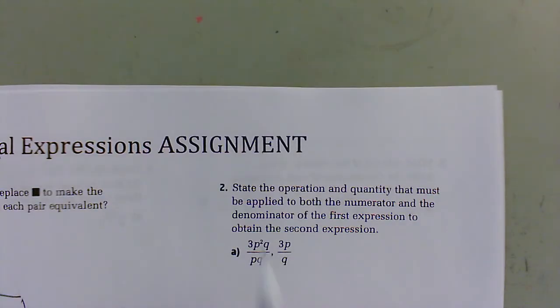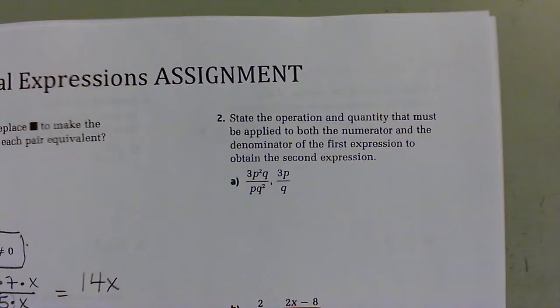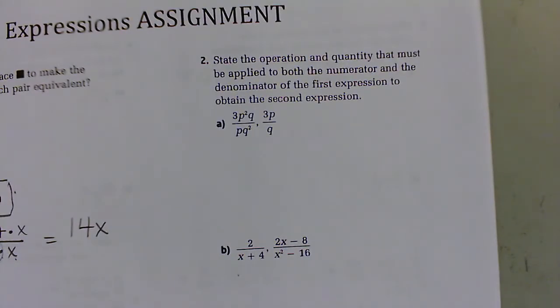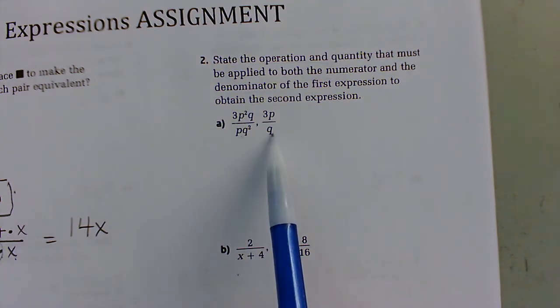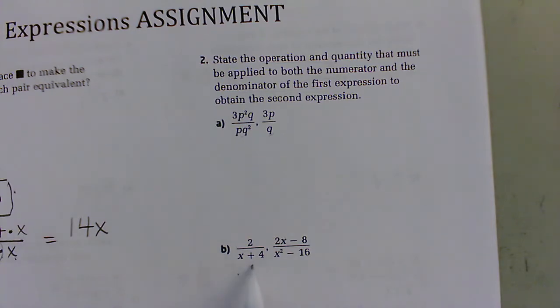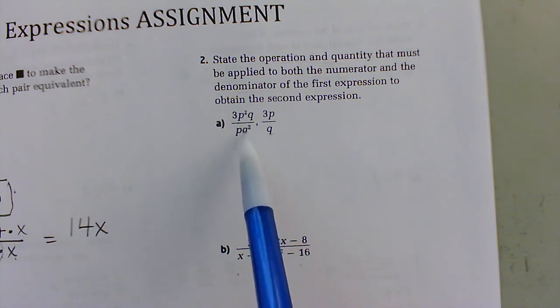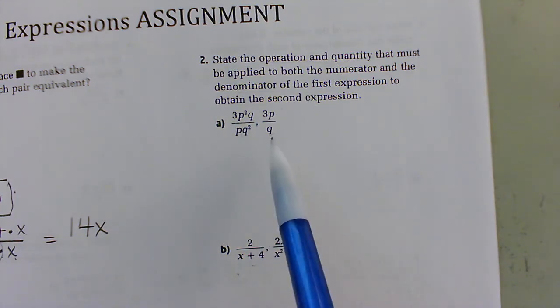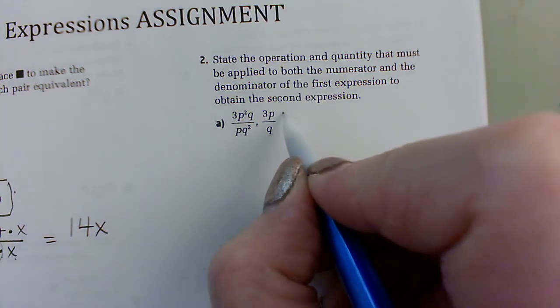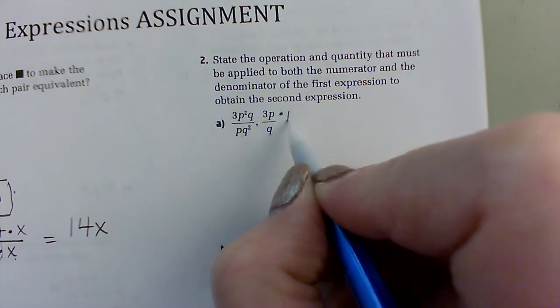State the operation and the quantity that must be applied to both numerator and denominator of the first expression to obtain the second. So essentially what they want to know is, what did they do to this one to get that? We took out a Q on the bottom, so what would you have to do to the denominator? You would have to have another P. You have had to multiply by another P.